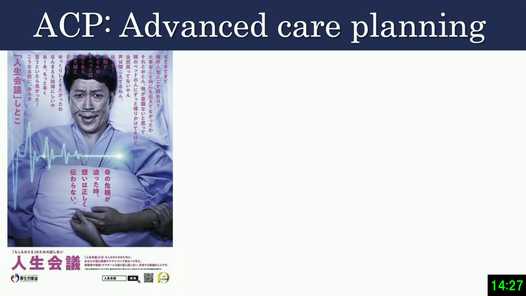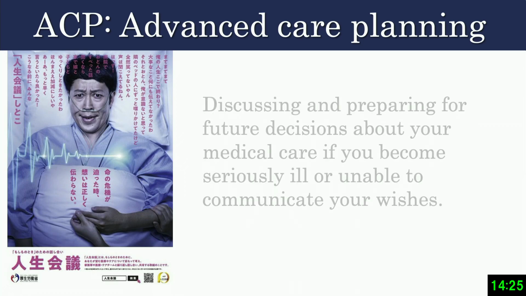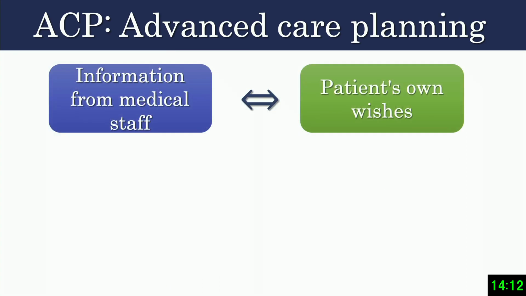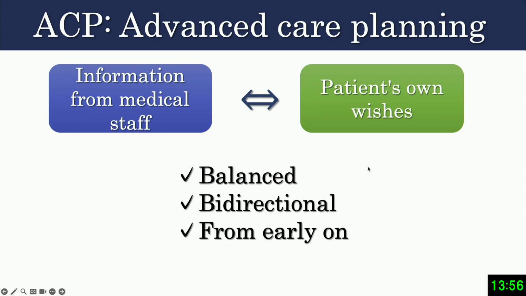So there's the idea of advance care planning. This is discussing and preparing for future decisions about your medical care, in case you become seriously ill or unable to communicate your wishes. Also, in ACP, we combine the information from the medical staff and the patient's own wishes, so we talk and talk in a balanced, bidirectional way from early on, repeatedly.